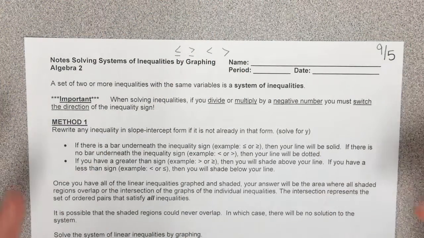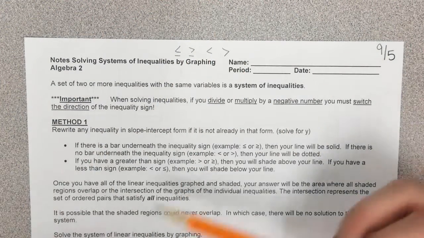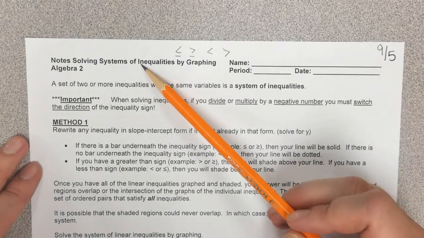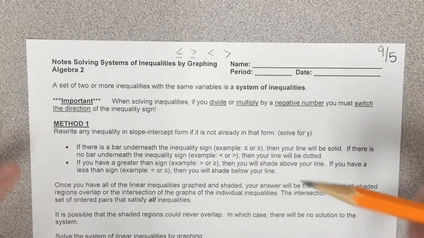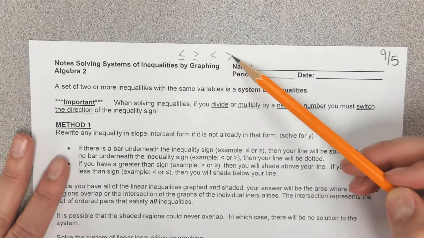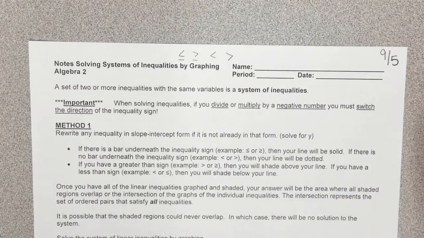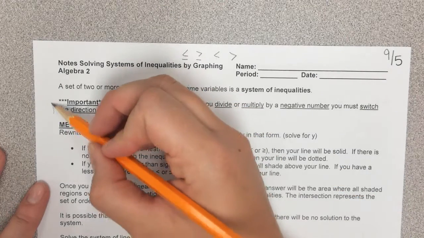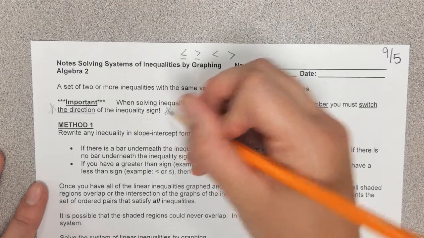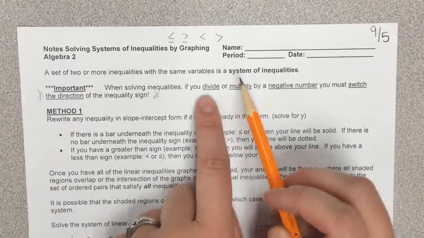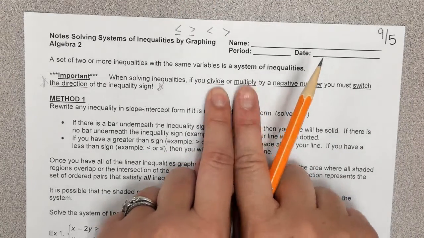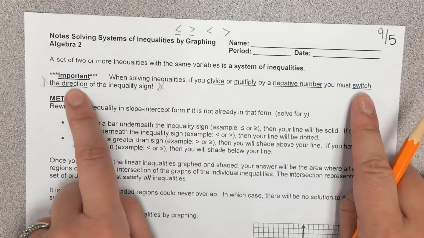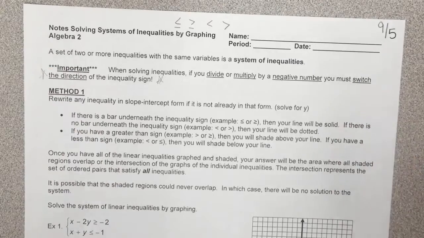All right? And all we're doing is graphing a line. That's an equation. But when we call it an inequality, we're talking about a set of points that are either less than or greater than the other side of that equation. Okay? So the important thing to remember whenever we're working with these things, if we ever find ourselves dividing or multiplying by a negative, we have to switch the direction of the sign. Okay? That's important.